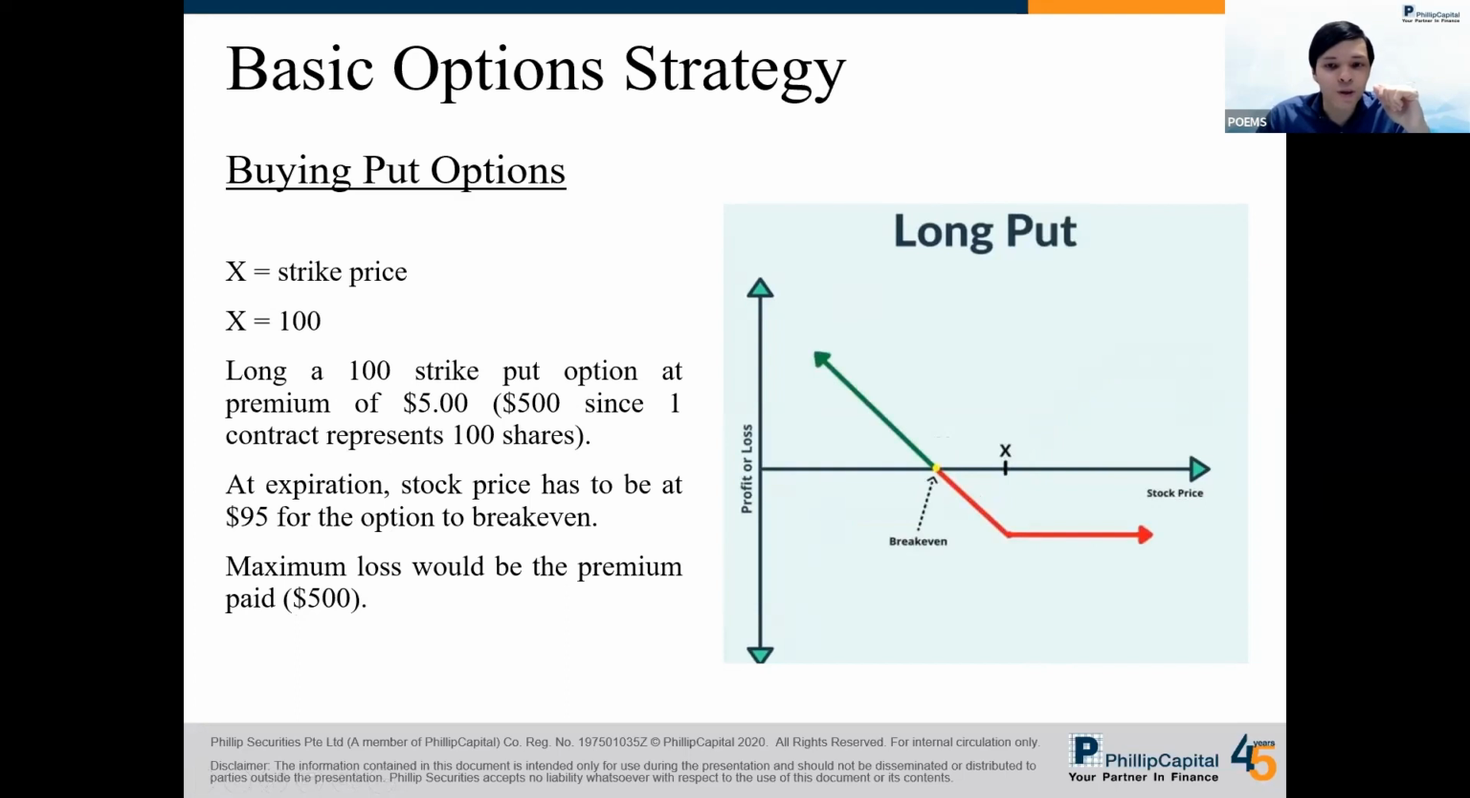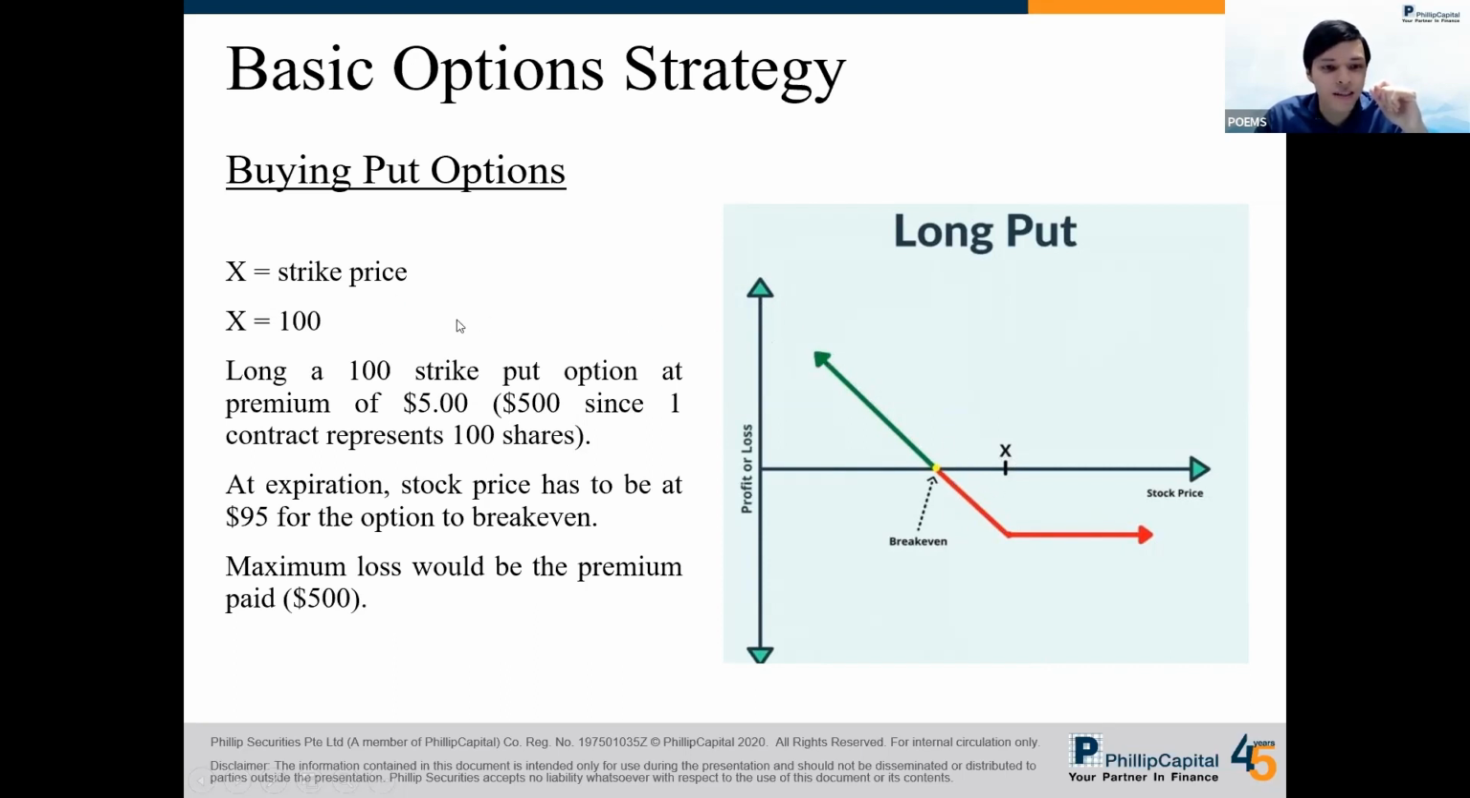Next, we'll go to put options. Usually, we go long puts when we are bearish on the stock. Again, I'll go through the graph on the right. This is similar to a long call, whereby your maximum loss will be the premium paid, and your maximum gain would be all the way until the stock reaches 0, followed by your break-even price here.